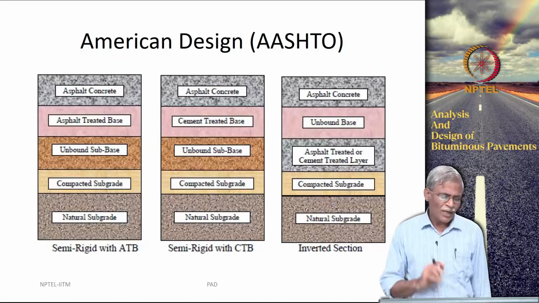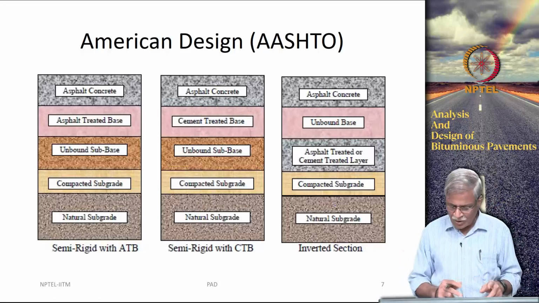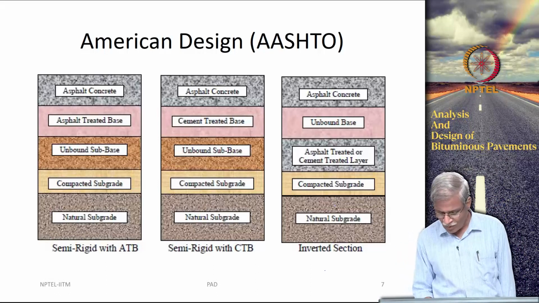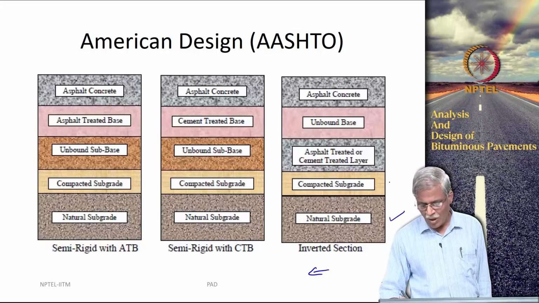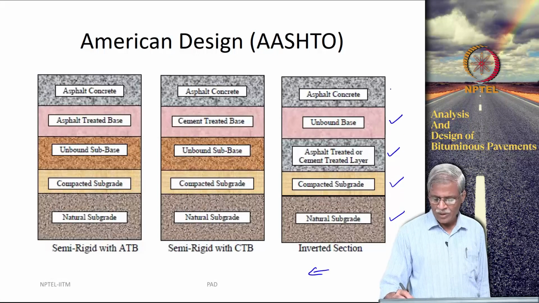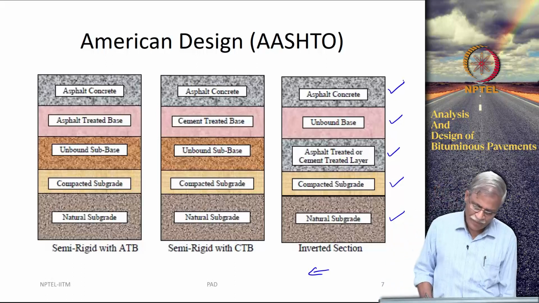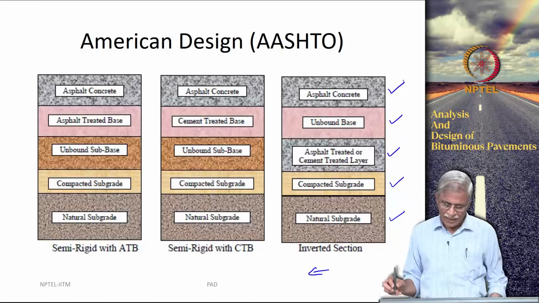Then you also have different inverted cross sections here. So, we will go from this side. Okay. So, there is a natural subgrade, there is a compacted subgrade, then you have a cement treated layer and an unbound base and an asphalt concrete layer. Okay. Now, why is this called as an inverted layer?